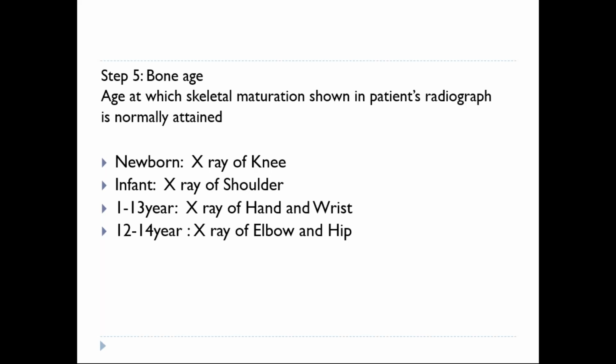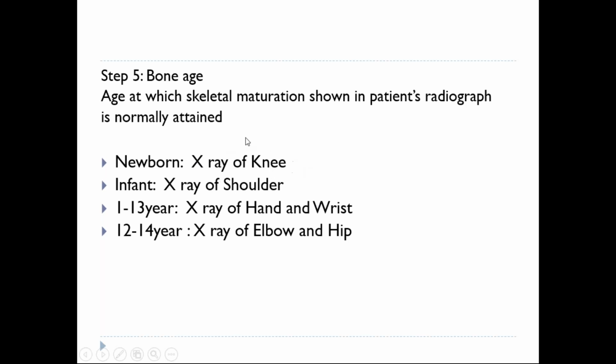So in the newborn, we do X-ray of the knee. At various ages, you do various X-rays. In infants, you do X-ray of the shoulder. So if a child is just born, say 6 months of age, you will do X-ray of the knee. Usually infants rarely come to you with short stature, so X-ray of the shoulder we are rarely doing.